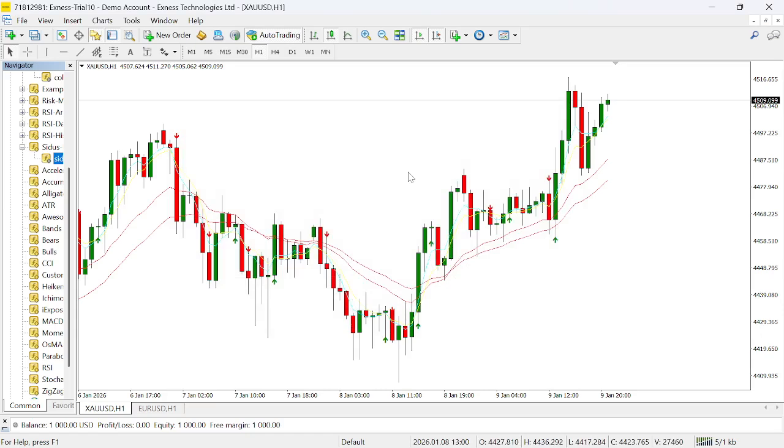As for who it is for, the Sidus indicator is suitable for traders who want a straightforward trend following tool that combines moving average crossovers with momentum confirmation. It is appreciated for its simplicity and speed, not flooding the screen with too much information, and because it uses classic indicators like moving averages and RSI, it is easy to understand even for newer traders.